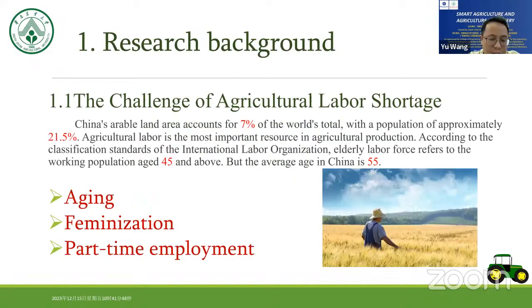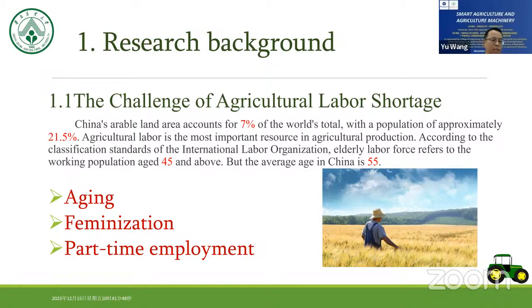First, the background introduces the challenge of agricultural labor shortage. Take China as an example. China's land accounts for 7% of the world, but we have 21% of the population that needs to work. So agricultural labor is the most important resource in agricultural production. According to the International Labor Organization, the working population age is 45, but the average age of agricultural labor in China is 55. So the challenge is on 3 levels: aging, instability, and part-time employment.